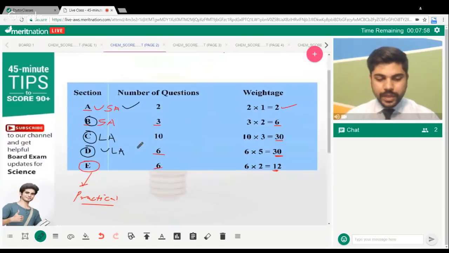All right. So from section E, we have discussed all the questions and all the topics which are really very important from a practical approach. All right.